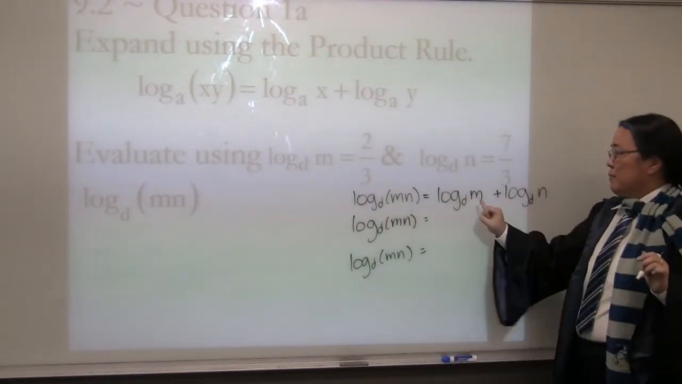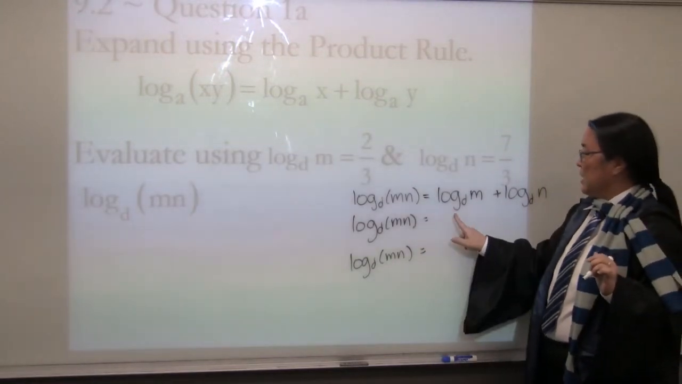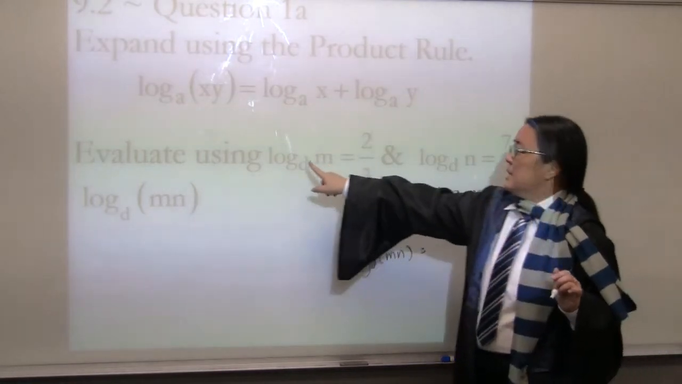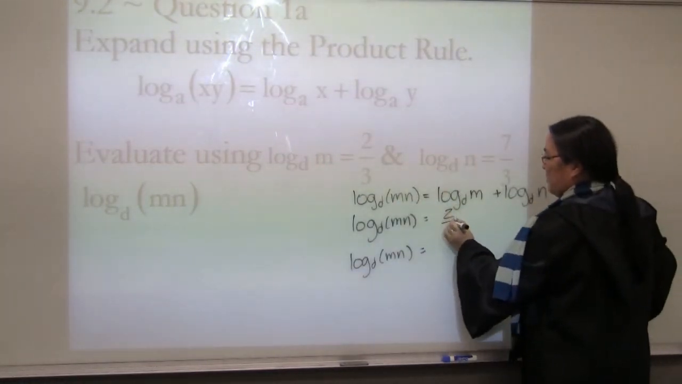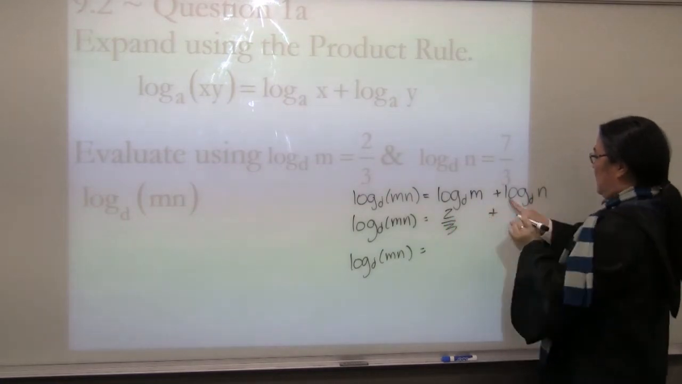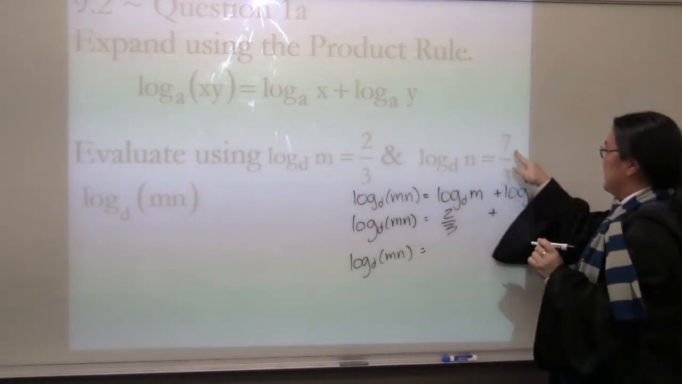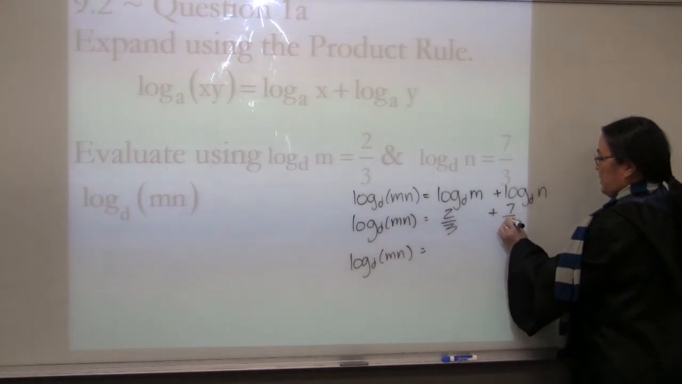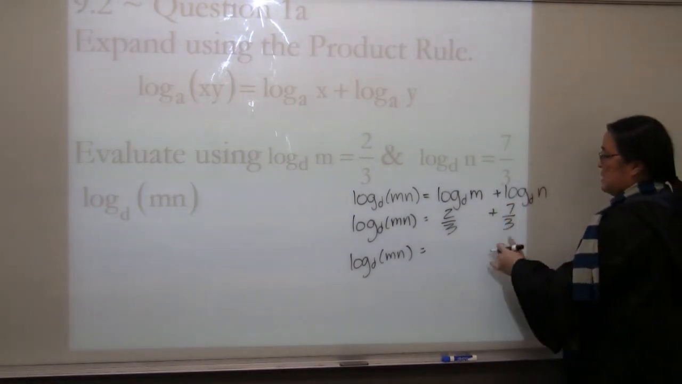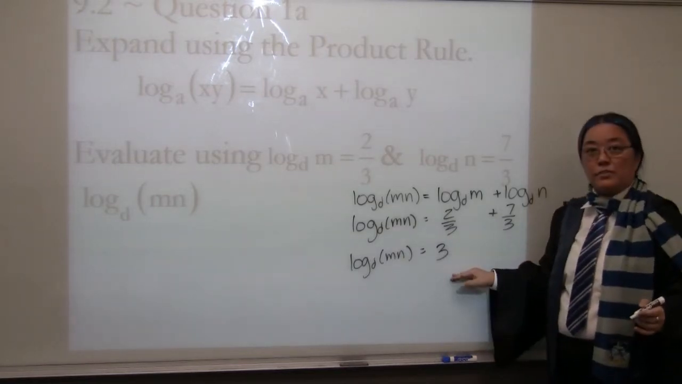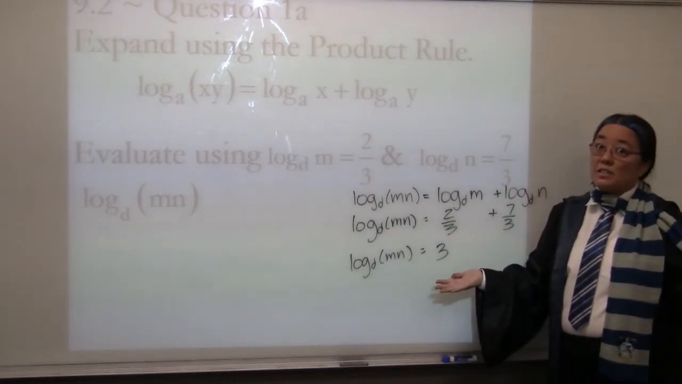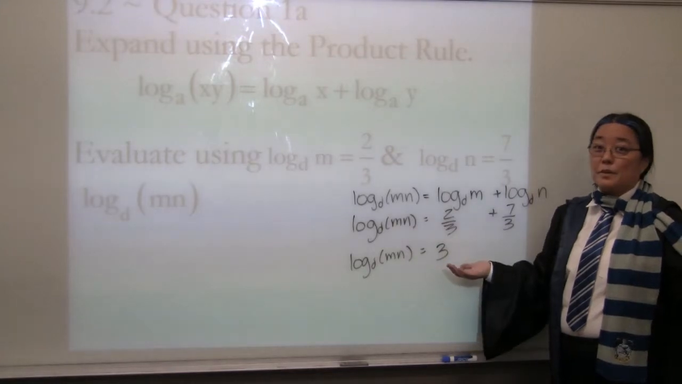Now, formula, plug, answer. Plug, log base dm. This says that log base dm is equal to 2/3, plus log base dn. Log base dn is 7/3. And that gives us 9/3, which is 3. If you would like to have this be 9/3 first and then 3, you can make it into a 4-step problem. That's fine with me.